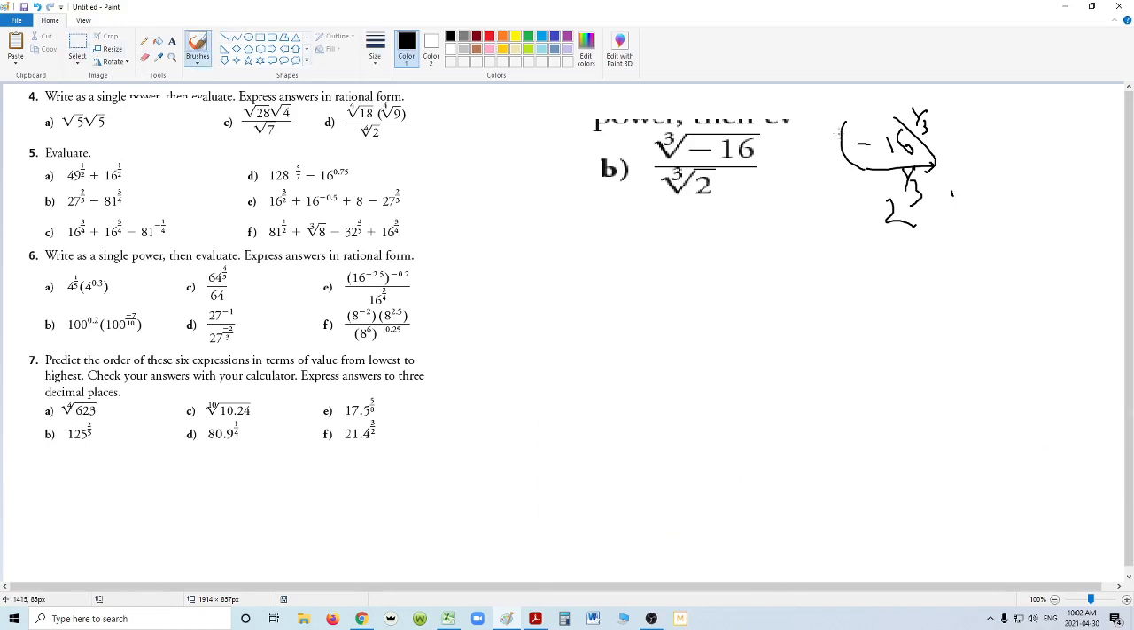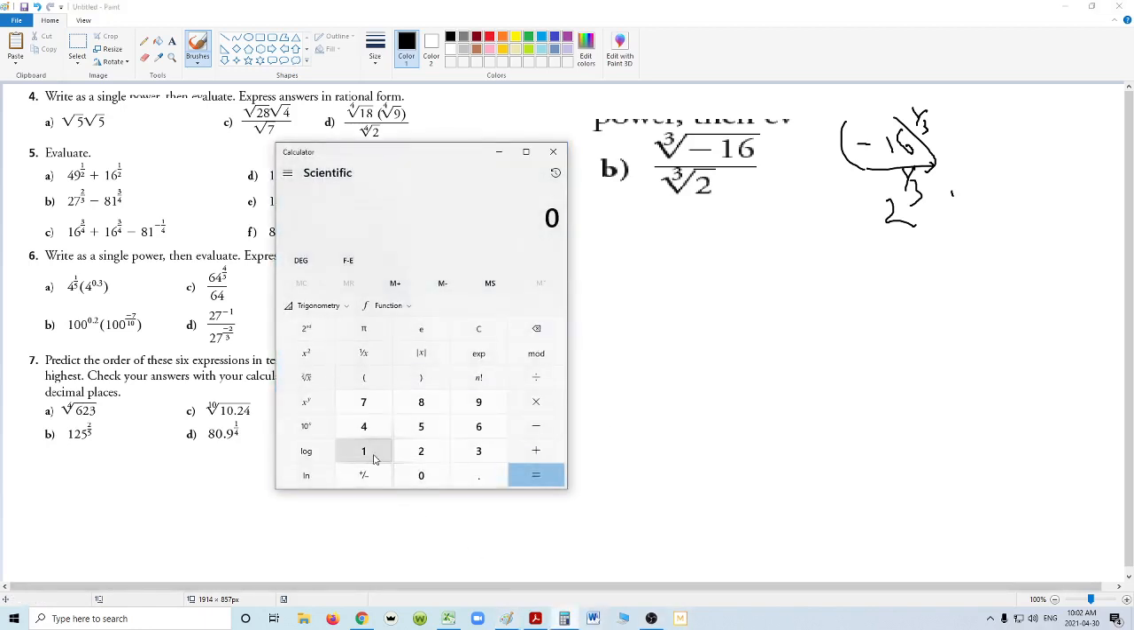What's the cube root of 16? What's negative 16? What number times itself three times? It's not 2. It's not 4. It doesn't have a cube root. So I could technically take 16 negative, hit my second function, and take the cube root of it. Yeah, I get a weird number.